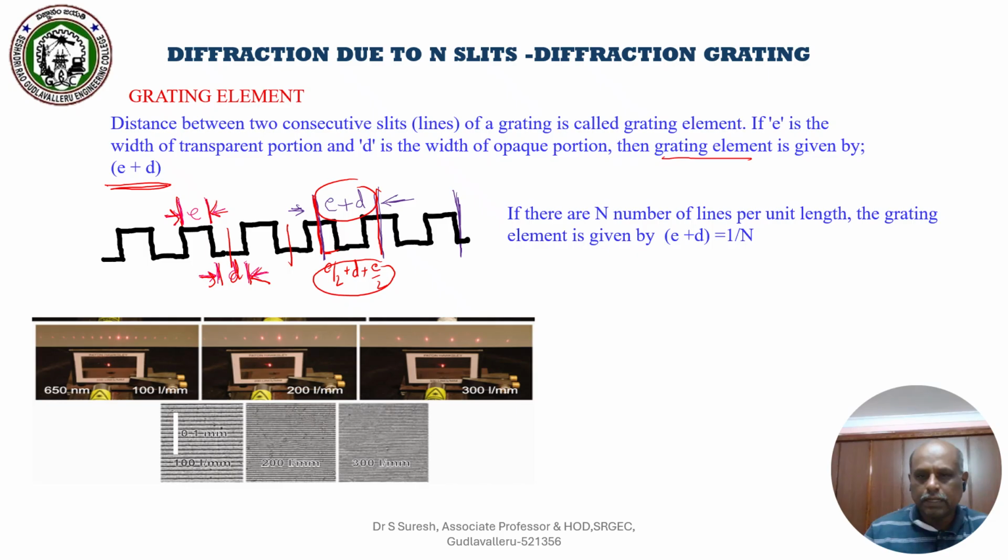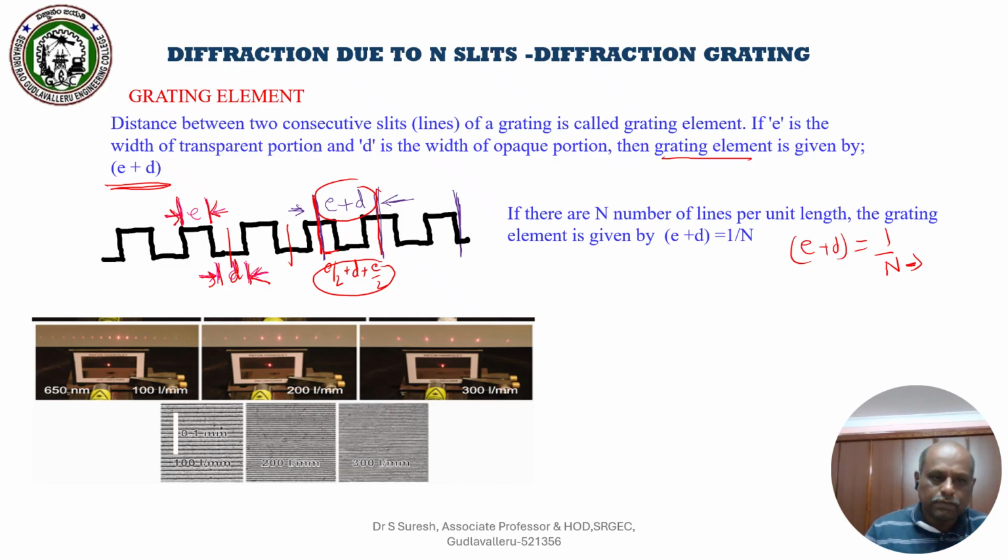And if there are N number of lines per unit length, the grating element and number of lines can be related as: e plus d, the grating element, is equal to 1 by N, where N stands for the number of lines on the grating.